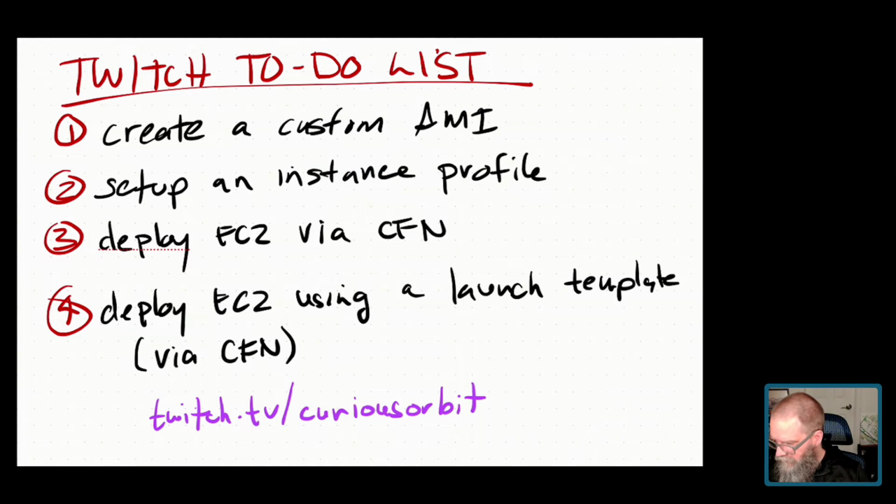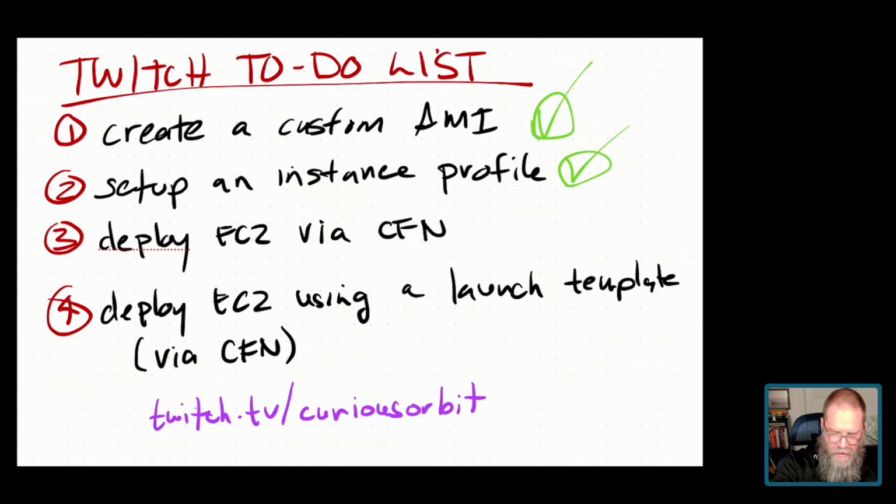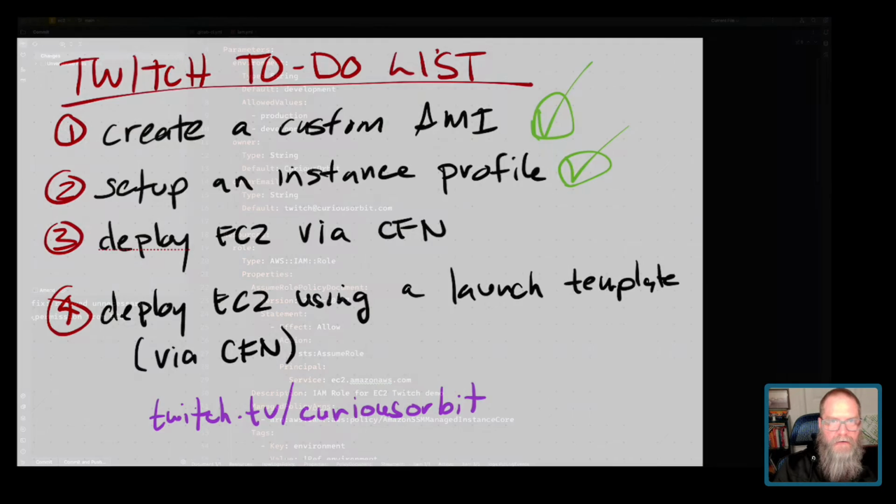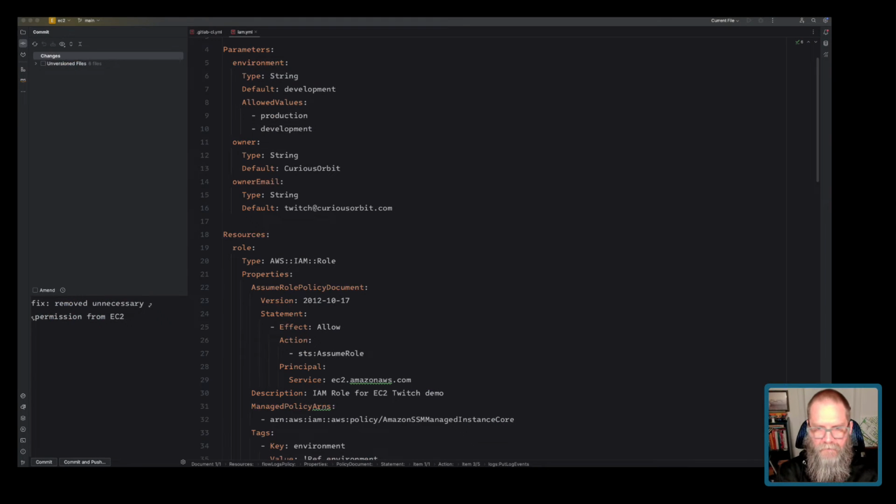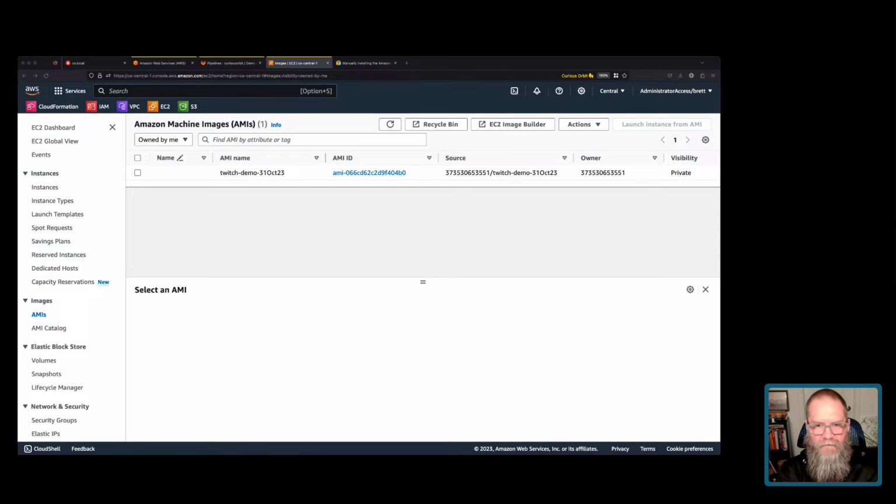So if we use our handy little check marks, we created a custom AMI. Okay, we simulated that idea of a half-baked AMI. We've already created that instance profile, although we do have to make a small change. So let's go make that change now before we move on. And the change that we need to make here is in our permissions. Actually, let's do it this way. We'll go back to Firefox first.